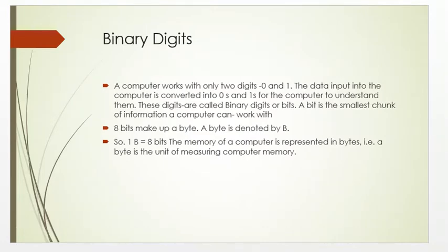Binary digits. A computer can work only with two digits, 0 and 1. The data input into the computer is converted into zeros and ones for the computer to understand them. These digits are called binary digits or bits. A bit is the smallest chunk of information a computer can work with. 8 bits make up a byte. A byte is denoted by capital B. So 1 byte is equal to 8 bits. The memory of a computer is represented in bytes. A byte is the unit of measuring computer memory.